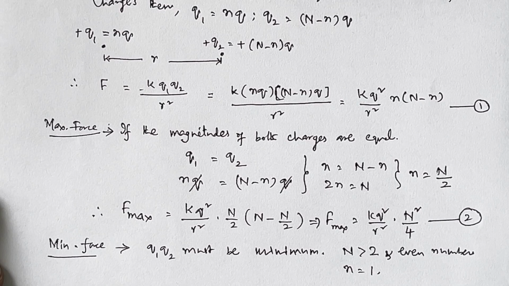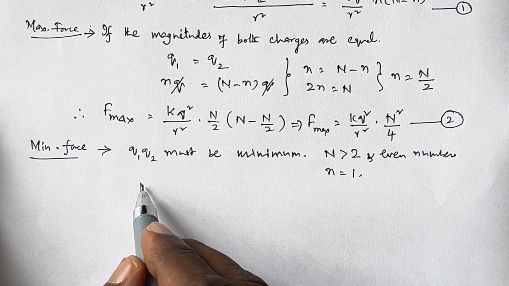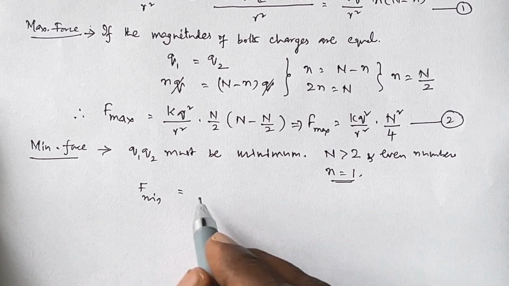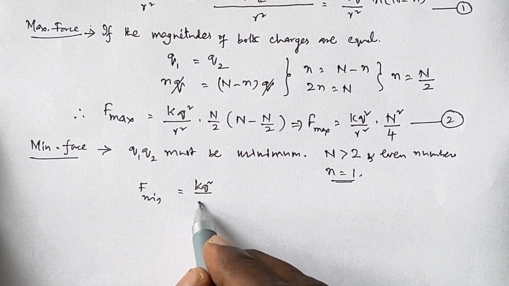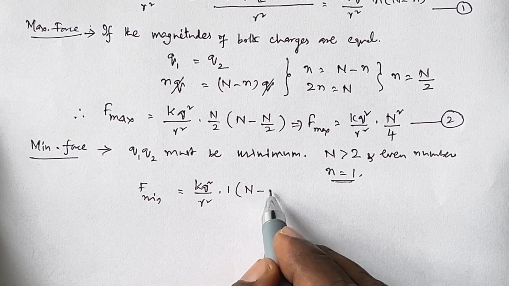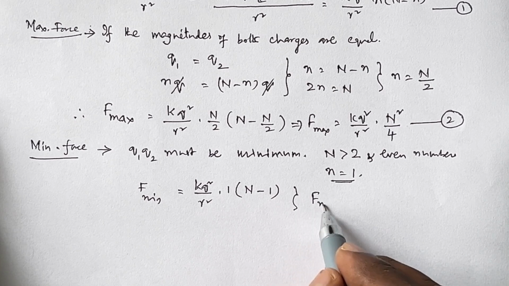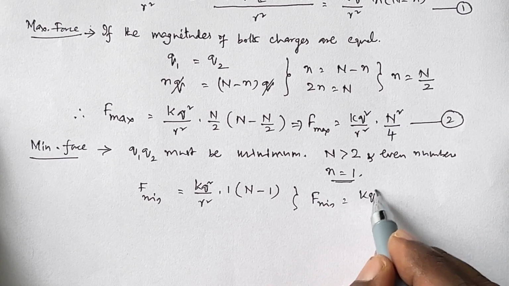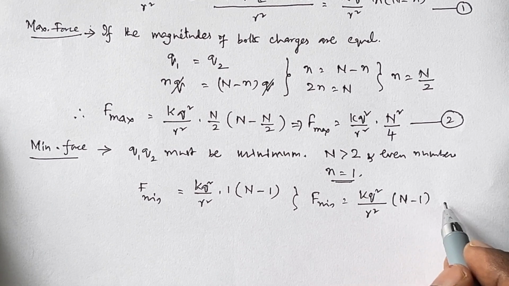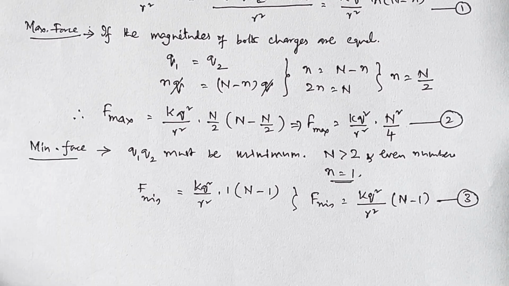So if n is equal to 1, what happens? F minimum, I write F minimum. Now n is equal to 1 is our condition. K Q square by R square. In the place of n, I will write n. In the place of small n, I will write 1. So I got F minimum is equal to K Q square by R square into N minus 1. This is equation 3. Don't forget, okay?